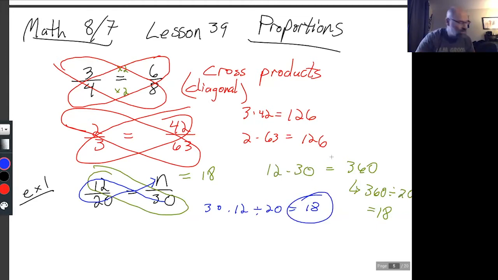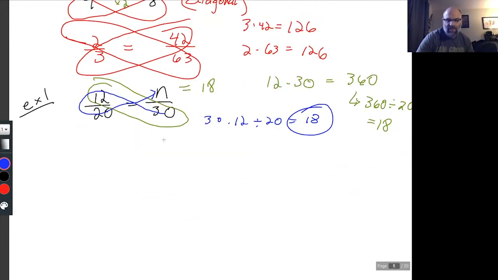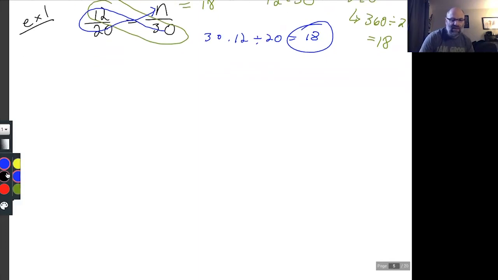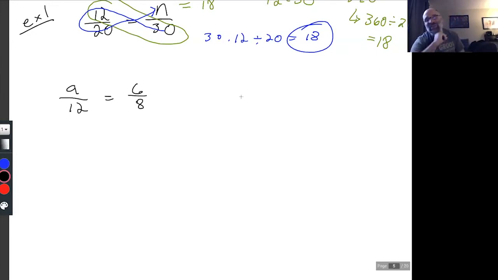So let's try another one and see if you guys can figure this out. Let's have you guys do it, and you can compare answers with somebody next to you if you want. But let's see if we can figure out the missing part of this proportion. A over 12 equals 6 over 8. So you can use the fish method. So remember the fish method, multiply to figure out what the cross product has to be, and then divide by the other number. So multiply the only cross product that you can right now, and then divide by the other number. So take a minute and try that.